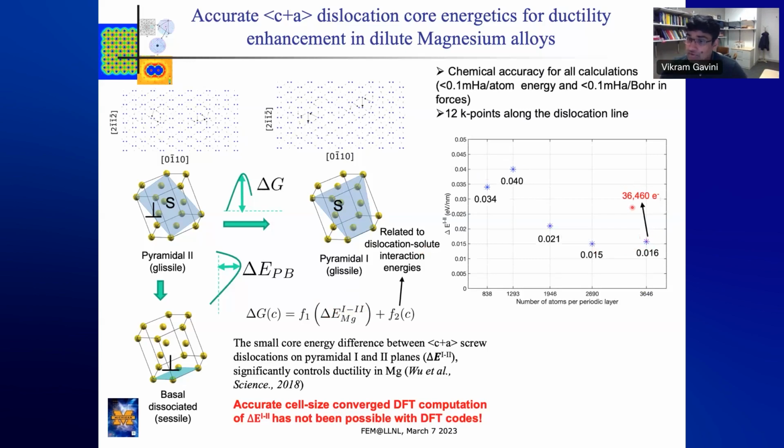So this particular calculation had 36,000 electrons in the periodic unit cell, but also 12 k-points. So the number of wave functions that we were computing was 12 times 36,000, which is quite large, as you can see. And these are fully relaxed calculations. So we are doing full ionic relaxations. It's not just for fixed positions of atoms that we are computing these energetics.